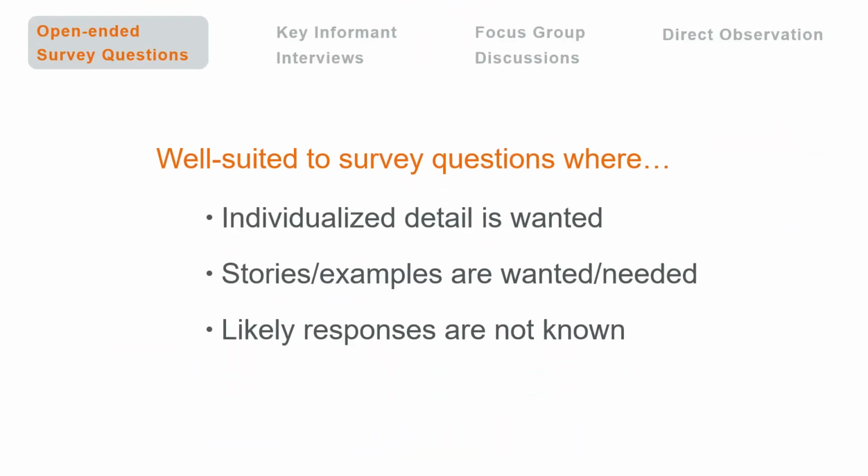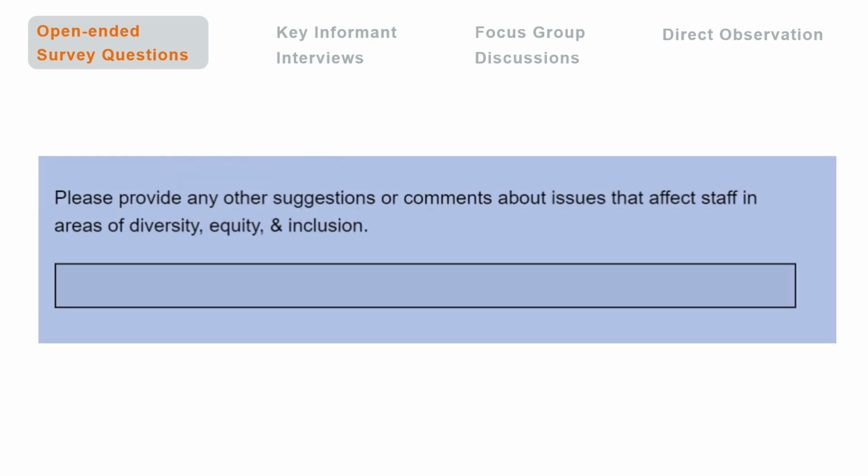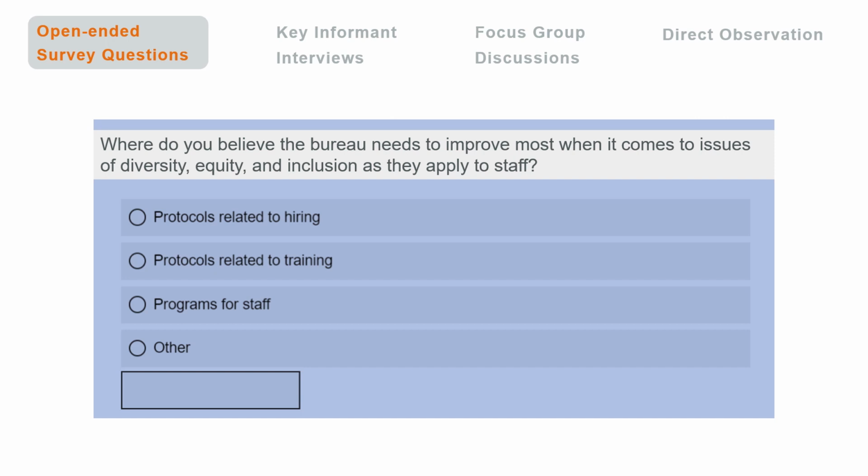Let's start with open-ended survey questions. These are well suited to questions where likely responses are not known, meaning you would not be able to easily create a multiple choice question, for instance, where individual detail is wanted, and where stories or examples are wanted or needed. Here's an example of an open-ended survey question. Also, when you provide an other option for a survey question and allow your respondent to provide free text, this response would also be considered open-ended.